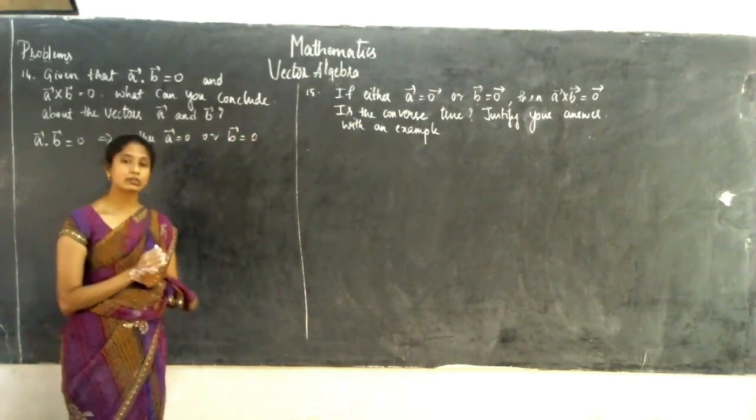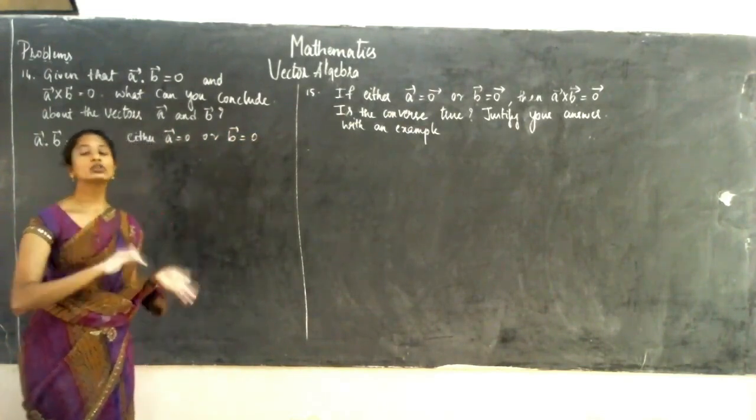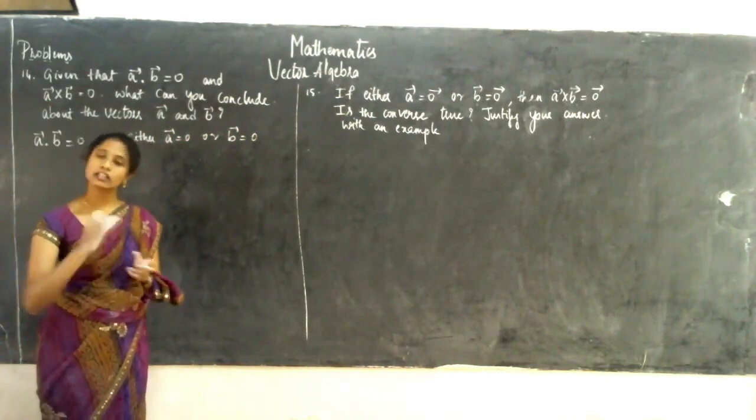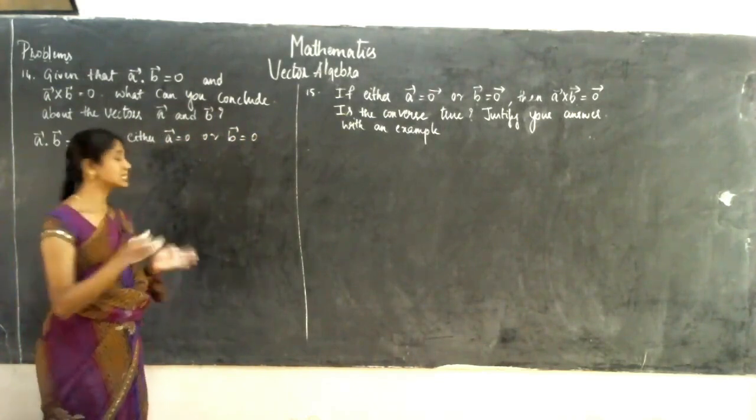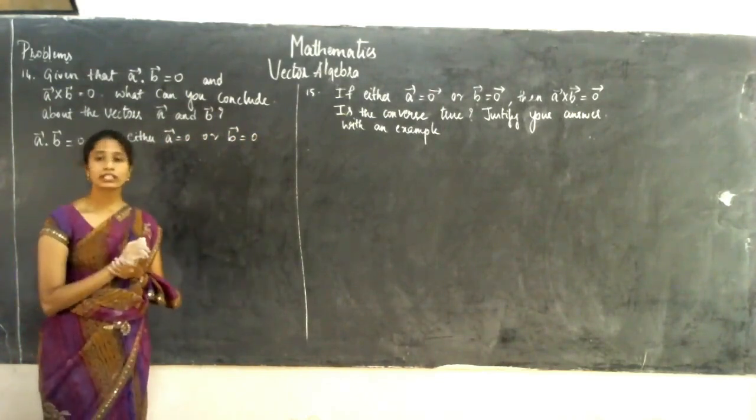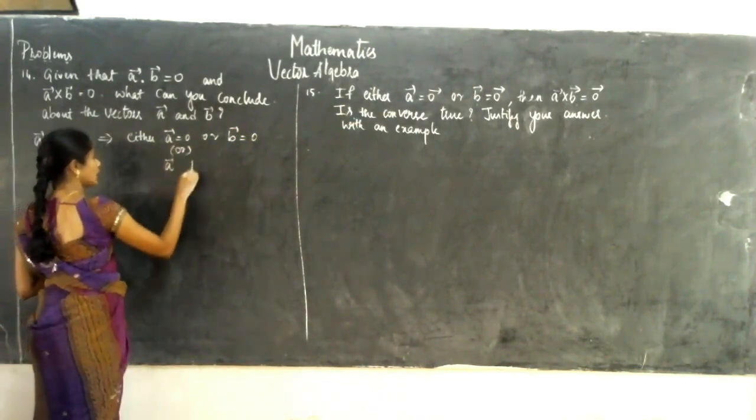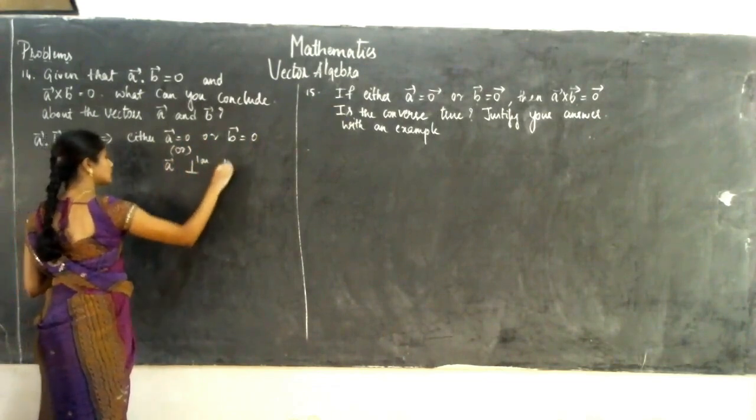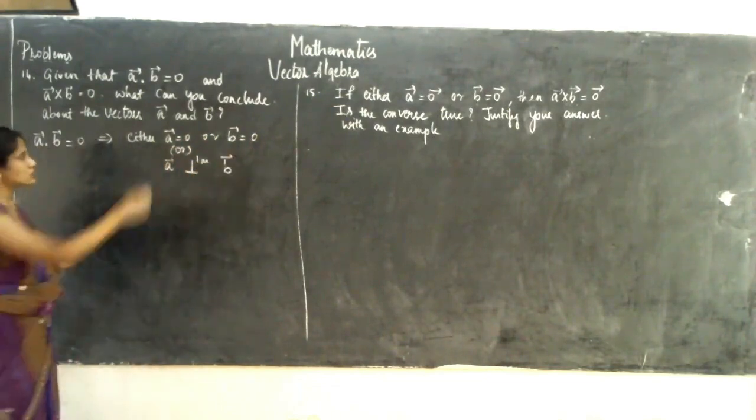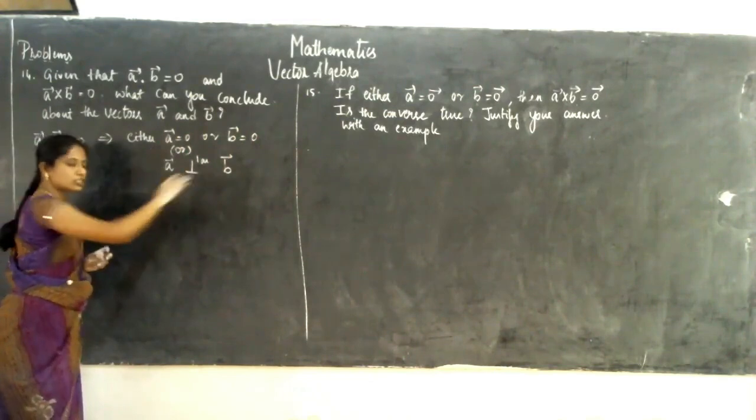What is the other case which we have seen? If the two vectors are perpendicular, then also we can see that the dot product between the two vectors will be 0. Or vector A is perpendicular to vector B. So either the vectors should be perpendicular.